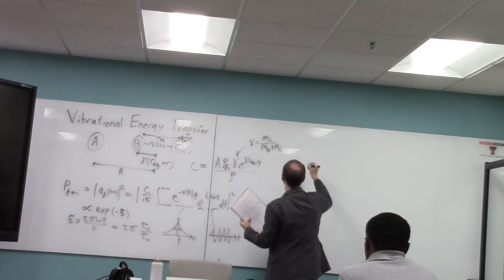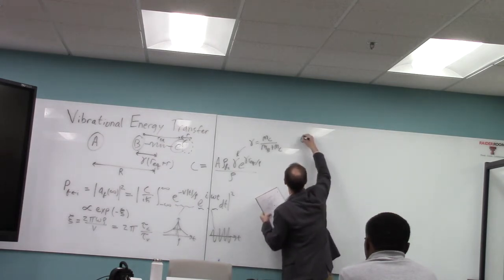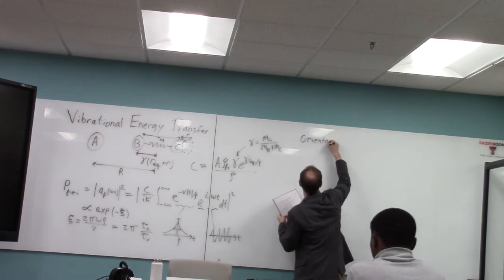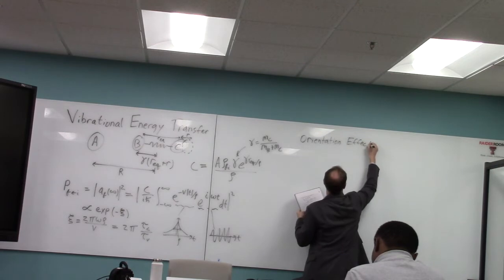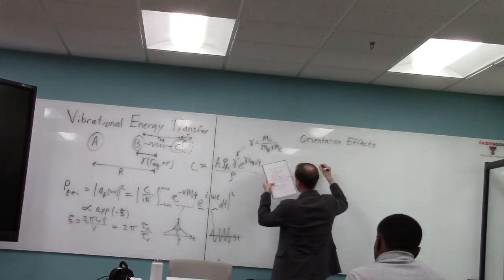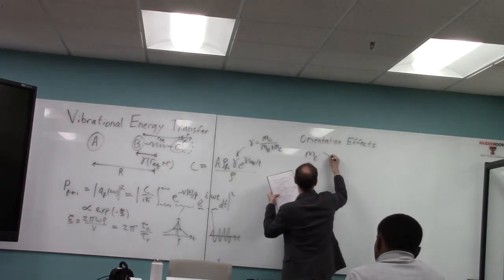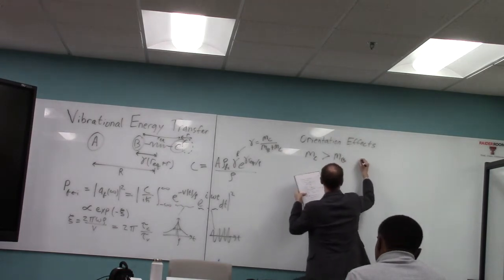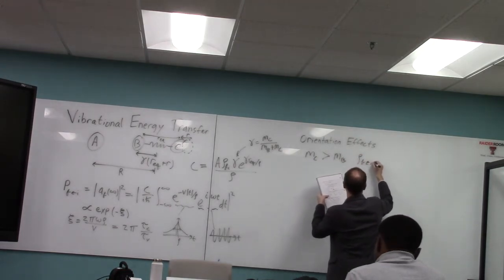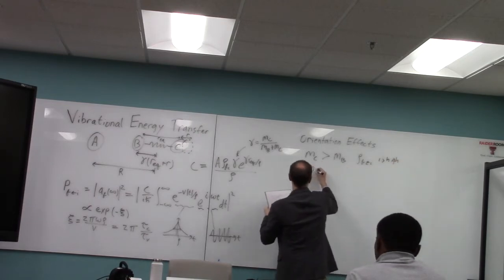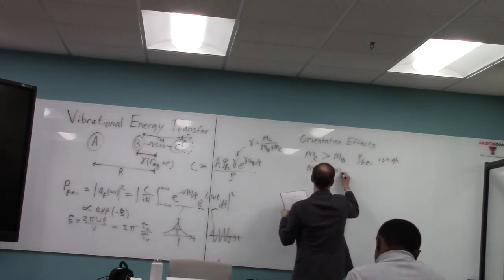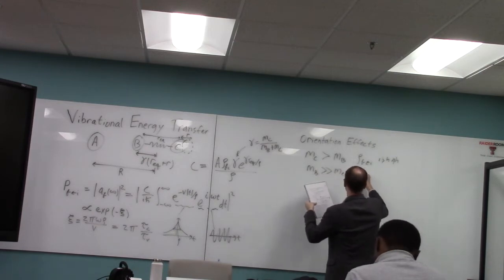Okay, so I can write that down. Orientation effects: if MC is much greater than MB, then the probability of excitation is high. But if MB is much greater than MC, then in that limit the excitation probability goes to 0.